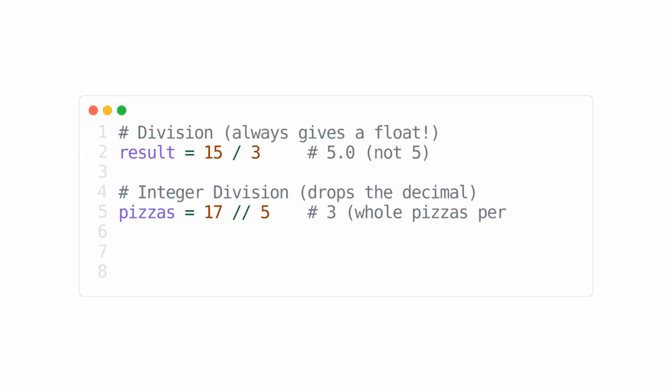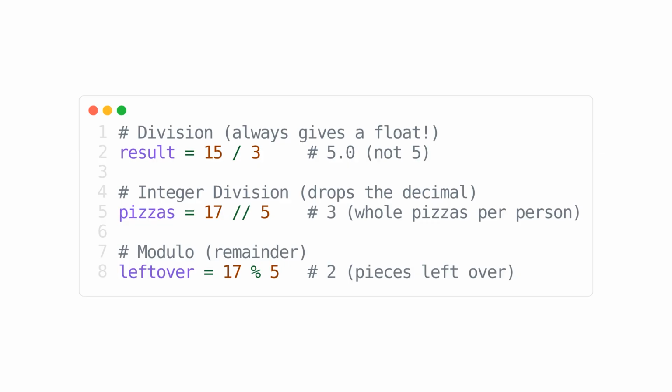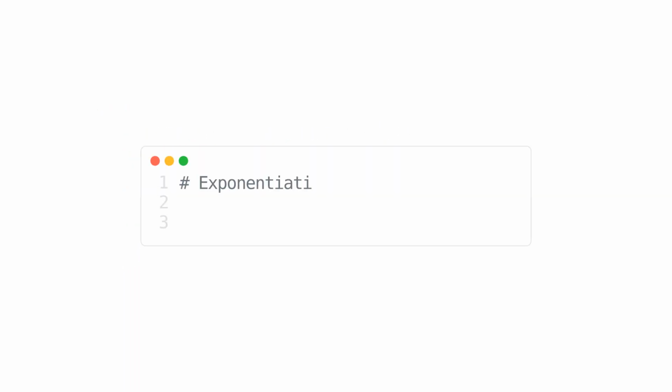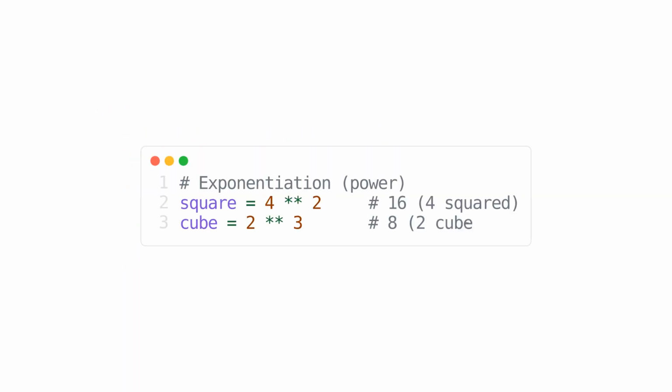Now here's where Python gets interesting. Regular division with one slash always gives you a decimal. Even 15 divided by 3 becomes 5.0. Double slash gives you just the whole number part. 17 divided by 5 equals 3 whole pizzas. And percent gives you the remainder, 2 pieces left over. And for powers, we use two stars.